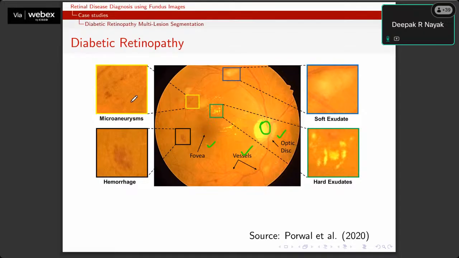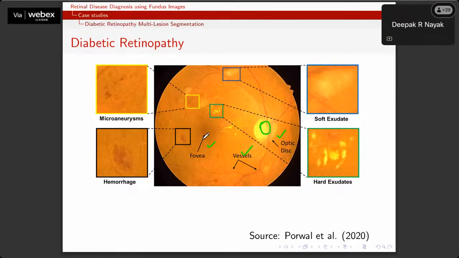Microaneurysms are very, very difficult to identify because they have the same textures as the corresponding tissues. They also have color distributions very similar to the background. So sometimes these microaneurysms are missed by the ophthalmologist. And we need to identify those regions, right? Because the presence of these kinds of lesions leads to something known as diabetic retinopathy.